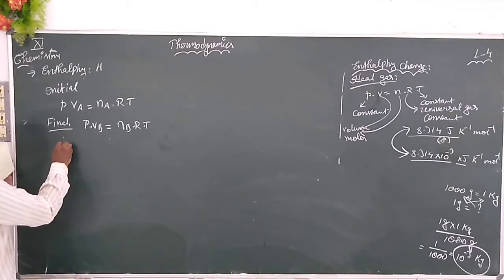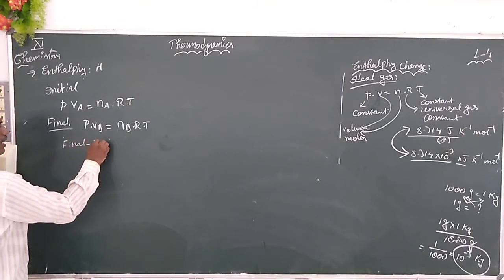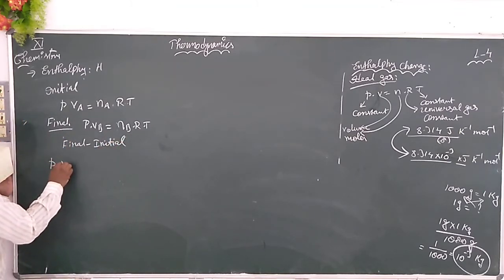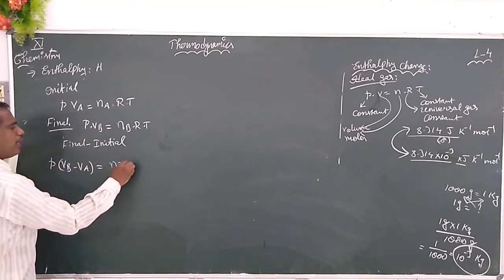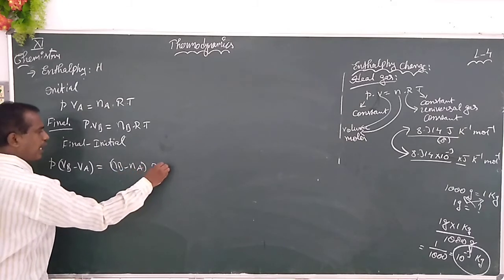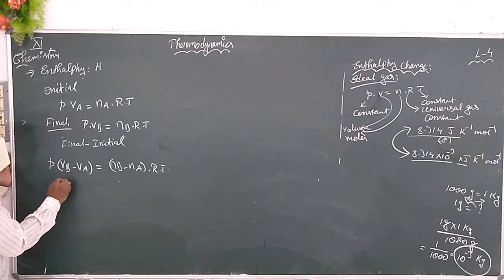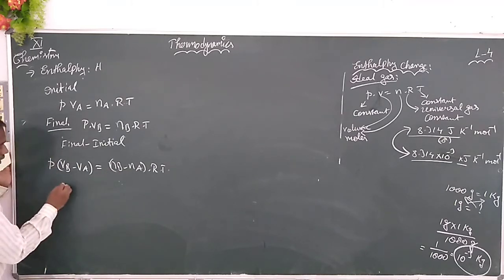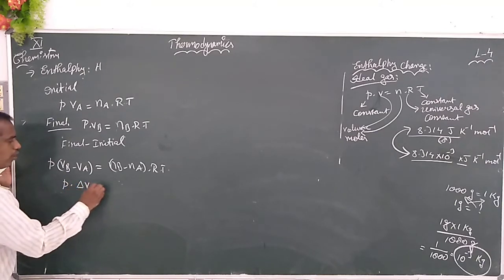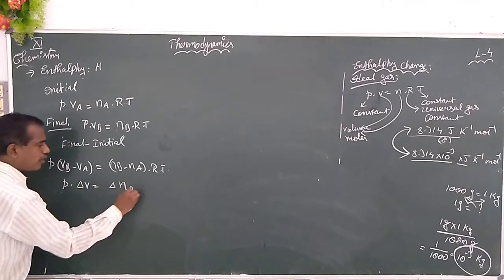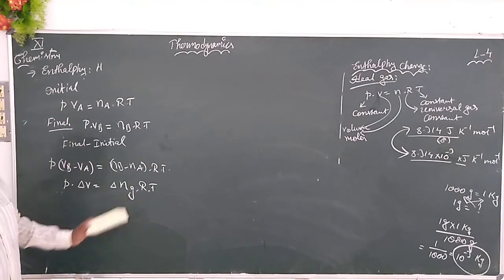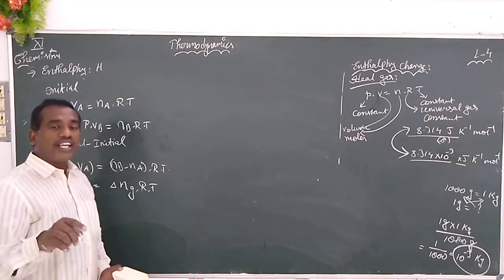So how do you differentiate any reaction? Final minus initial. You could write P of Vb minus Va is equal to Nb minus Na into R into T, because this is also known as V2 minus V1 or N2 minus N1. Or you can write P into change in volume is equal to R T times the change in the number of moles of the gaseous substances.